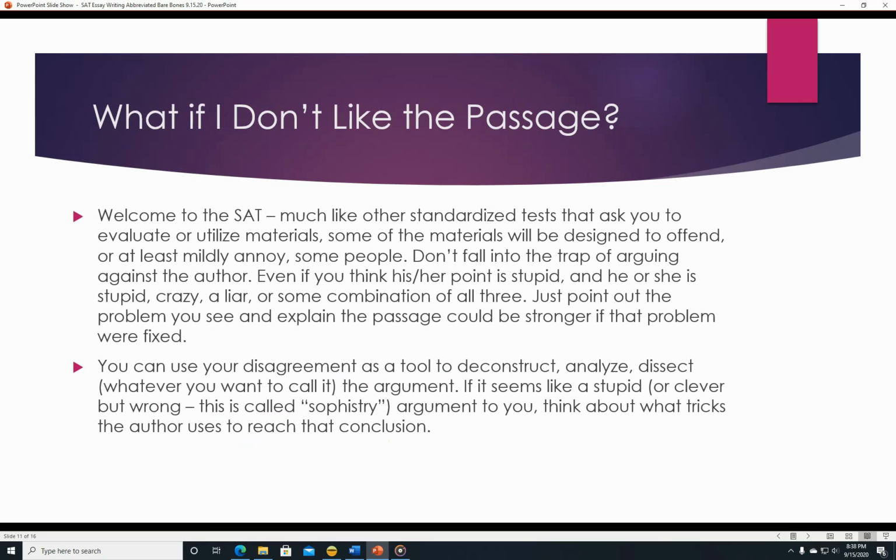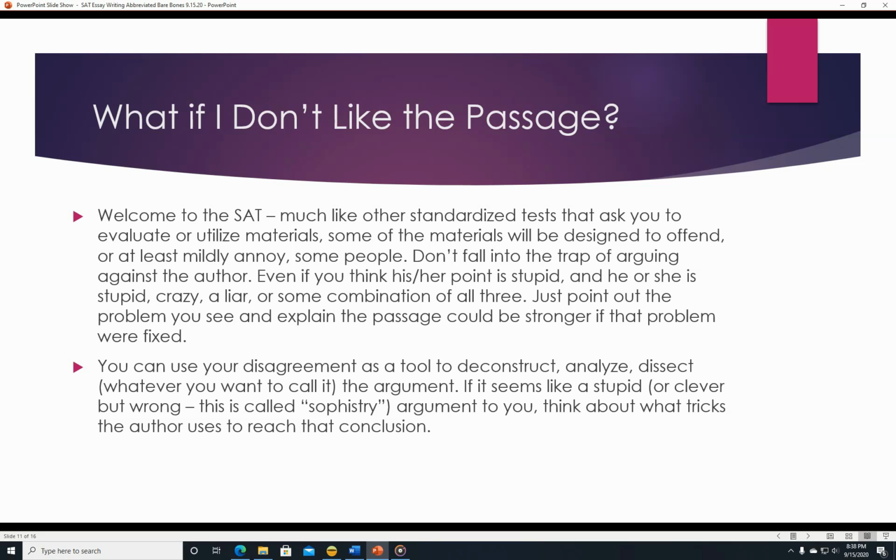What if I don't like the passage? Well, welcome to the SAT. We have to do a lot of things we don't like on the SAT. Much like other standardized tests that ask you to evaluate or utilize materials, some of the materials may be designed to offend or at least mildly annoy some people.